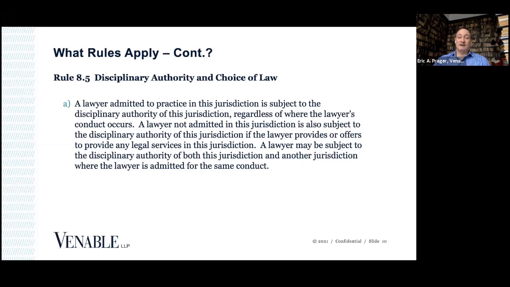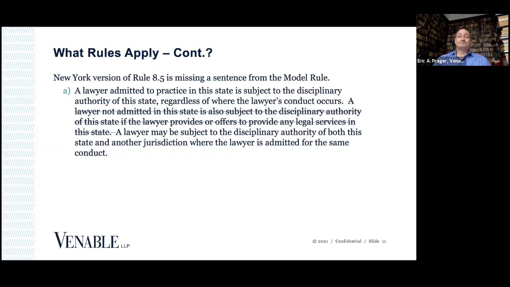And then finally, just to make the point abundantly clear, a lawyer may be subject to the disciplinary authority of both this jurisdiction and another jurisdiction where the lawyer is admitted for the same conduct. So it is possible to have a censure or other proceeding in multiple jurisdictions. Notably, that version of the rule that I just gave you is the model rule. The New York version of Rule 8.5 is missing this middle sentence that's struck out.